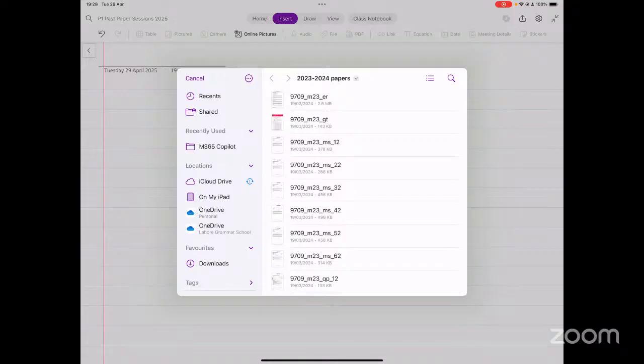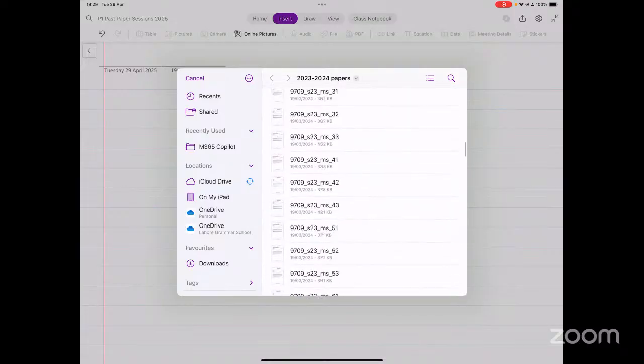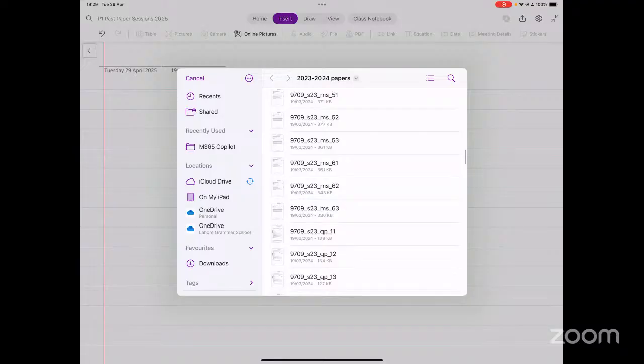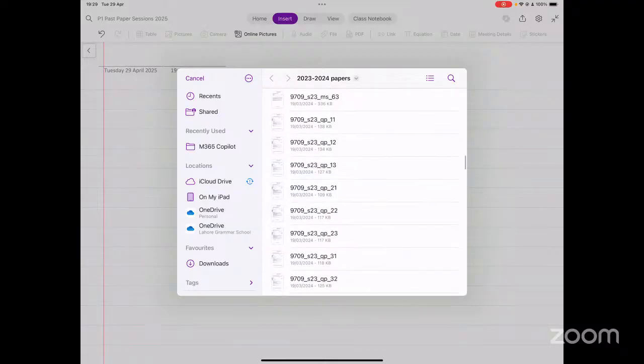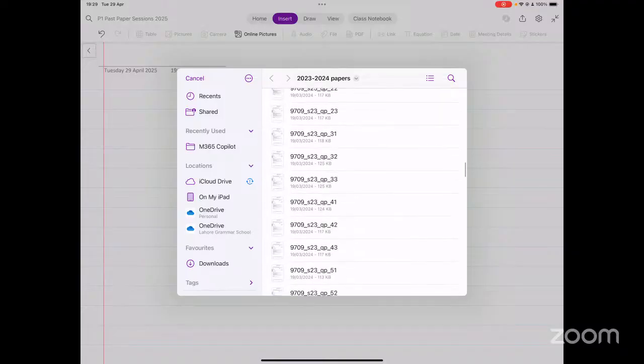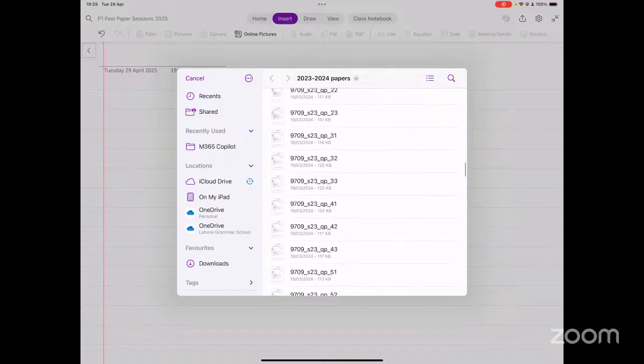And then on Thursday, it will be an open session in which you can ask any questions that you have from anywhere, any particular question from any paper in past papers or anywhere else. And that will be the day before your exam.